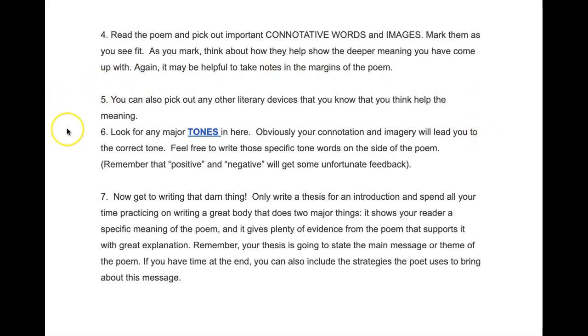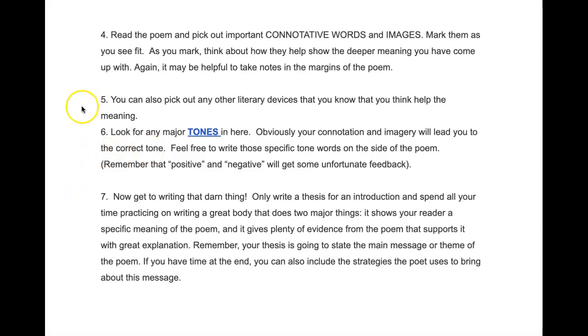So when we're talking tones, you're going to refer back to the connotation that you marked and the imagery that you marked, because that's going to help you determine the correct tone. There's also a link on your paper that will take you to a list of tone words if you're having trouble thinking of the exact word you're looking for to describe tone. Again, you want to get past just saying this has a positive tone or this has a negative tone when you're writing about it in your essay.